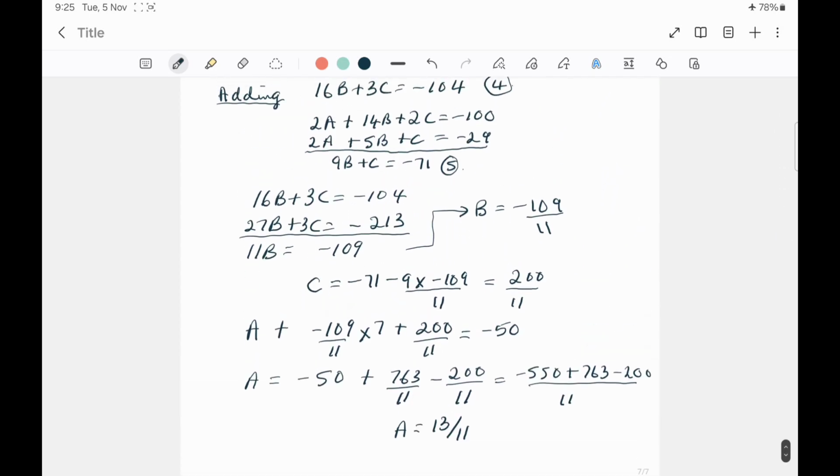And then we now plug those back into the original equation. So what did we have? We had x squared plus y squared plus 13 over 11 x minus 109 over 11 y plus 200 over 11 equals 0.